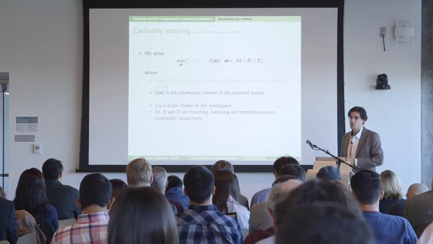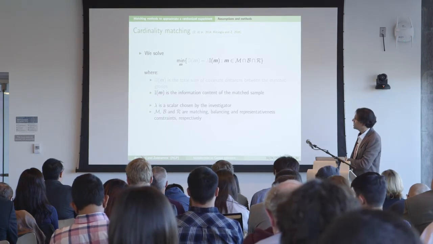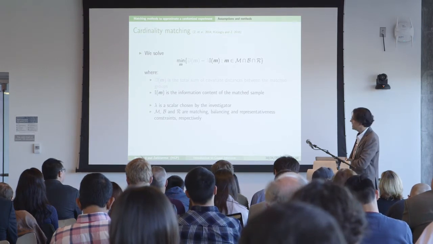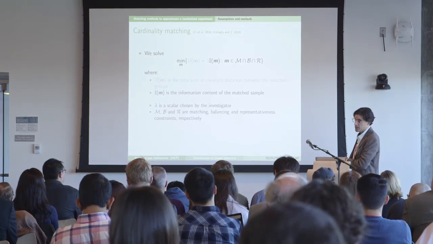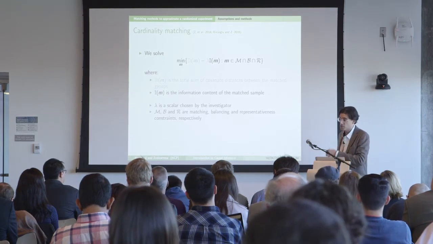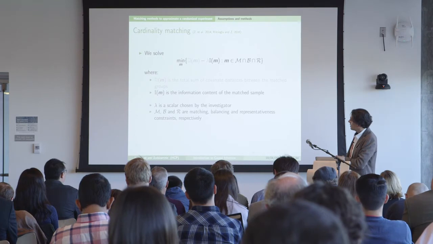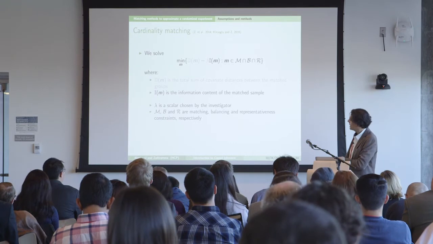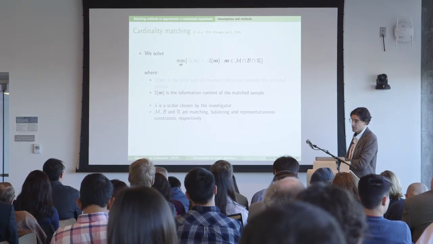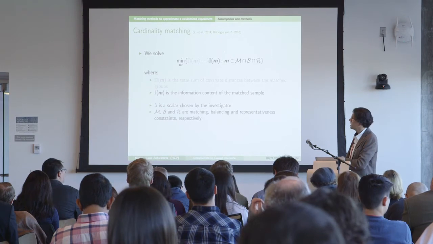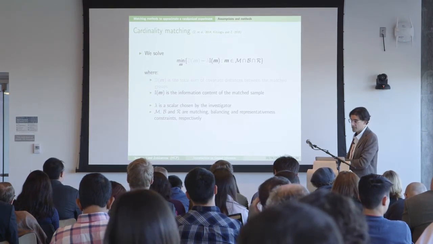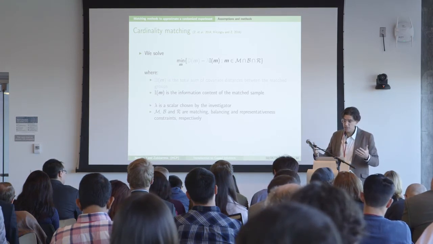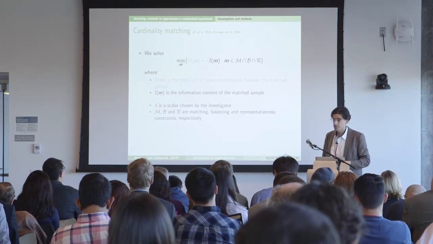And another instance of this problem, which we're going to discuss today, is what is called cardinality matching, where you're minimizing the negative of the information of the match sample subject to matching, balancing, and representativeness constraints. If the matching constraints enforce pairs, forming pairs, that is what we're going to do today, then this information is the total number of match pairs. So you're maximizing the total number of match pairs subject to matching, balancing, and representativeness constraints. It's called cardinality matching because it maximizes the cardinality or size of the match sample subject to these constraints. All right?